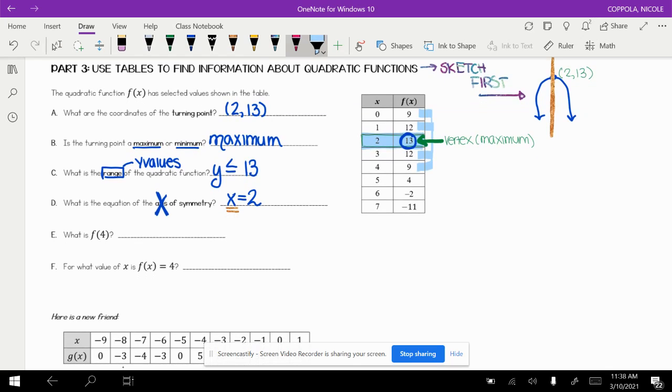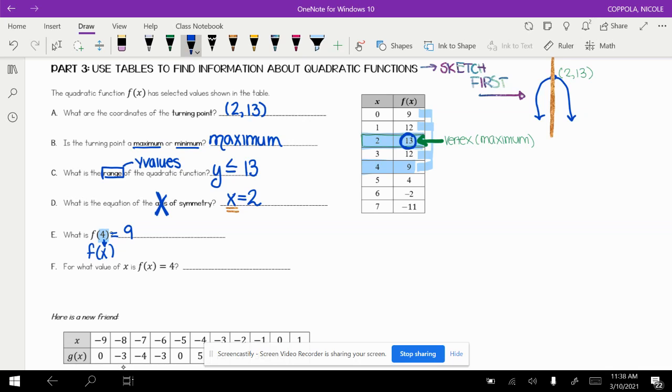These ones are my favorite. What is f of 4? Okay, so usually my function is named f of x, right? So what we've done is we've replaced x with 4. So it wants me to go to where x is 4. And what is it equal to? Oh, 9. So my answer here is 9.